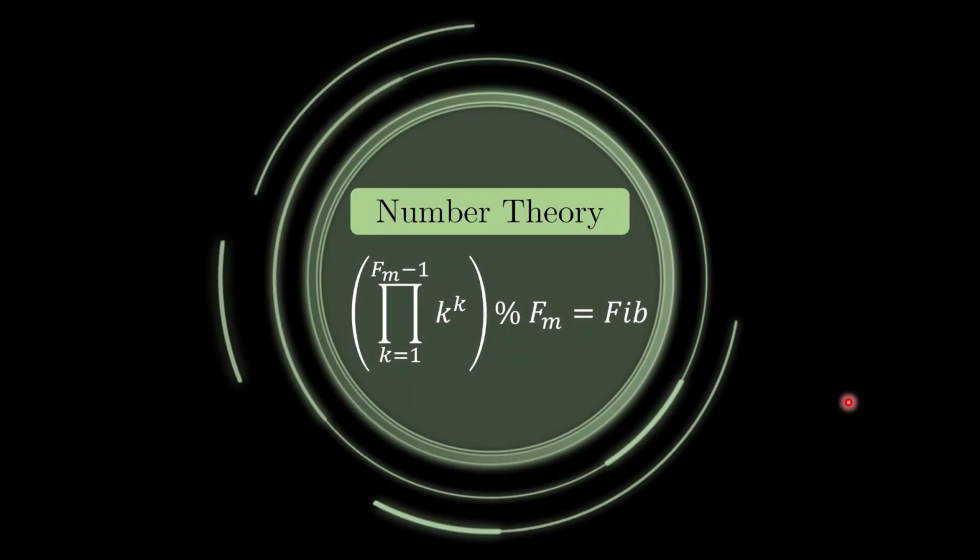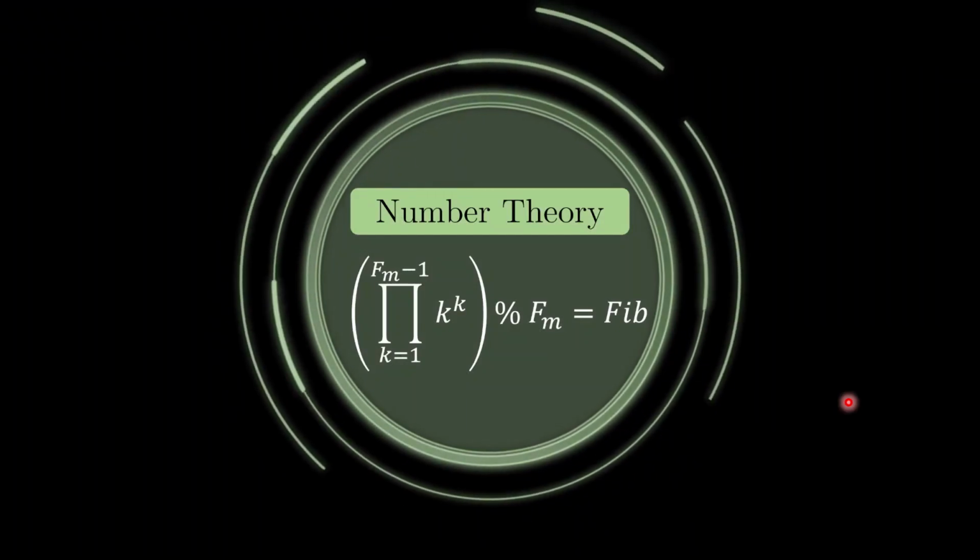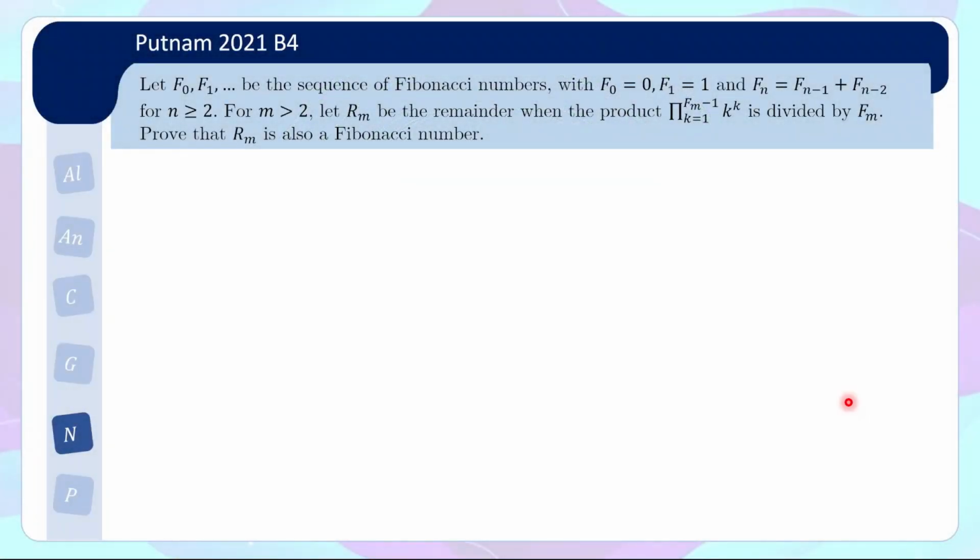And lastly, we have a number theory problem. And I promise you, this is really one of a kind. This is something that is so beautiful. For this problem, it's actually problem B4. I skipped B3 because B3 is a real analysis problem. So I thought B4 being a number theory problem would be much more interesting to cover.